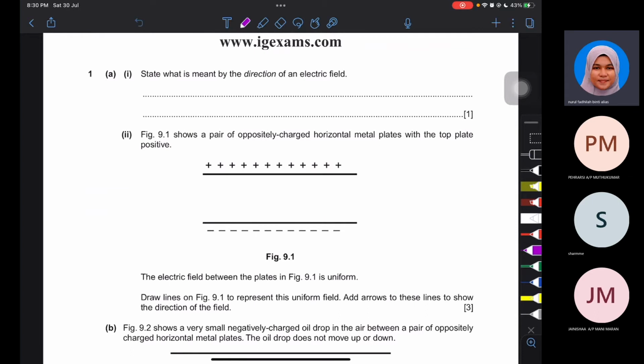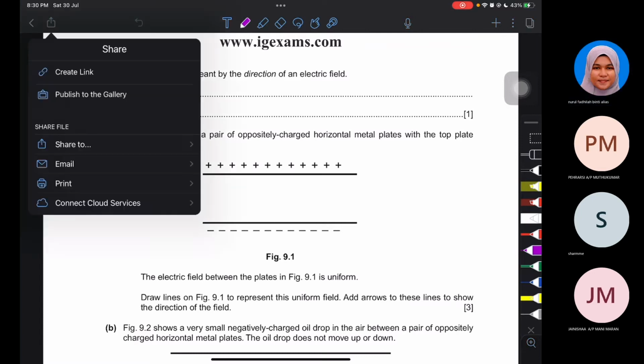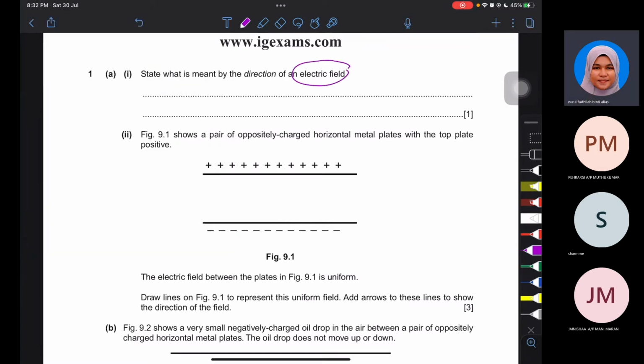Electric field is the region. Region apa? Ni, you all nak juga ke bahan yang ni? You just need to know. You if you read, you can answer. So what is meant by the direction, ya? Soalan bukan tanya what is electric field. Tak. Soalan ask you what is the meaning of direction tu. So direction tu menunjukkan apa?